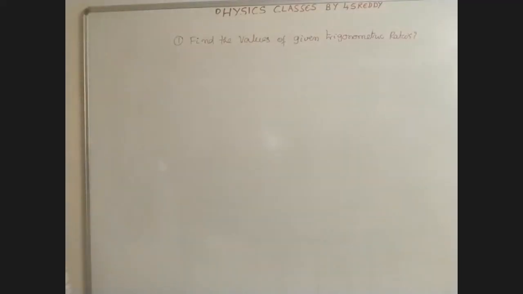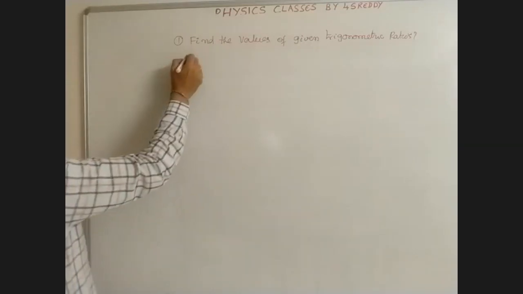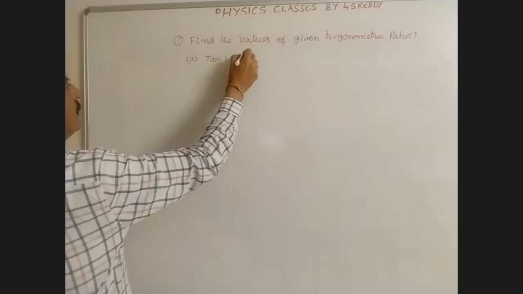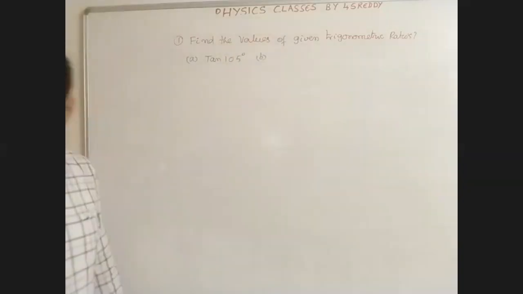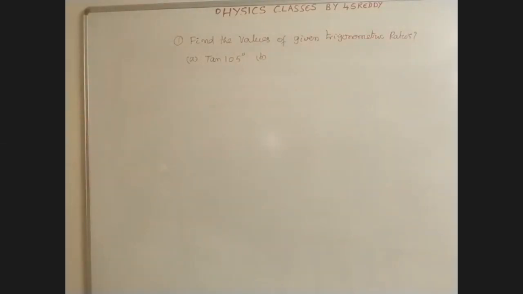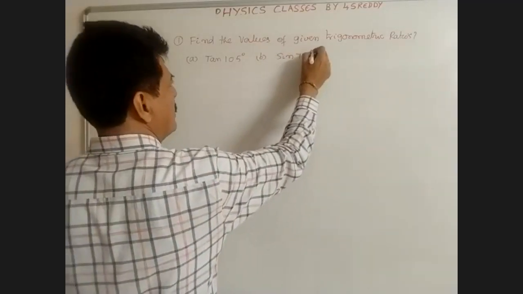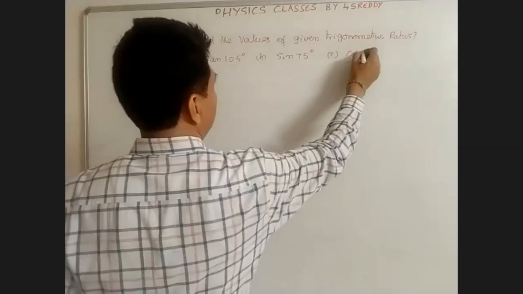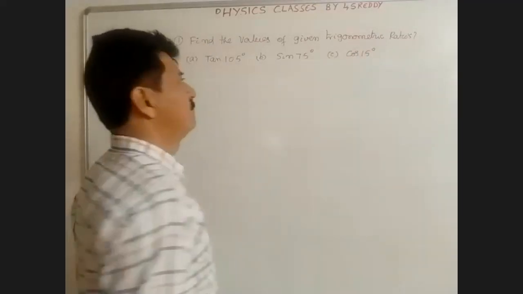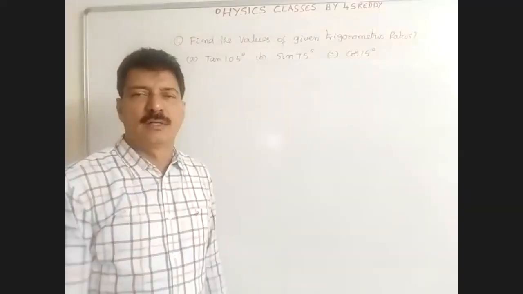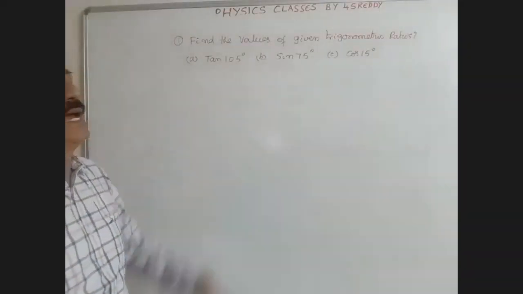You are given like this. First, tan 105 degrees. Second one, sin 75 degrees. Third, cos 15 degrees. Can anybody do this? Can you tell me what about tan 105 degrees?